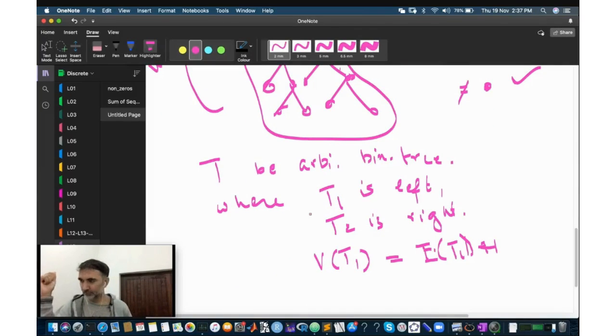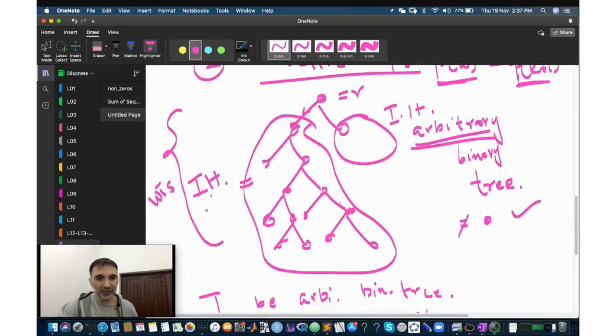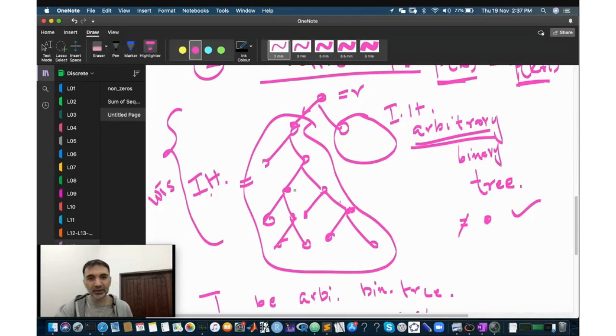No, sir, we assumed it because we had a hypothesis. We assumed that this is our inductive hypothesis. In the inductive hypothesis we said that our claim is true on the left subtree and on the right subtree. This was our inductive hypothesis. Yes, no? Yes, sir.